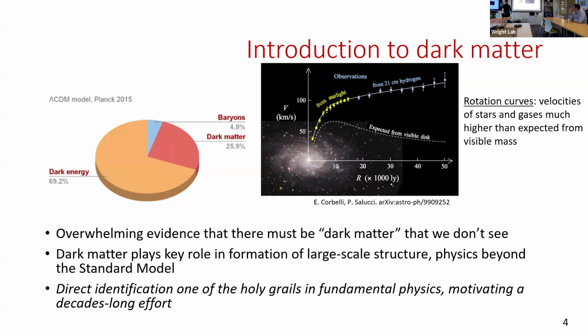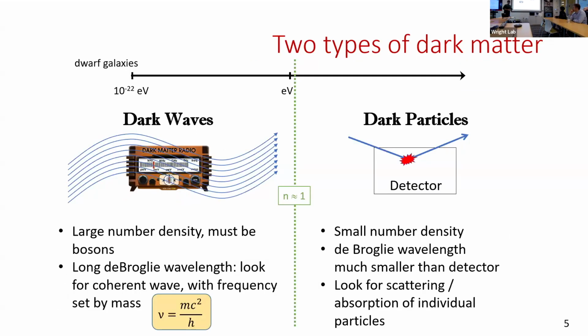It plays a key role in the formation of large-scale structure, and a dark matter particle would be a particle beyond the standard model. So it has huge implications for cosmology and particle physics. And so for this reason, it's been identified as one of these holy grails in fundamental physics, trying to posit what it is theoretically, and then trying to identify it experimentally. And this has motivated a decades-long hunt for this dark matter.